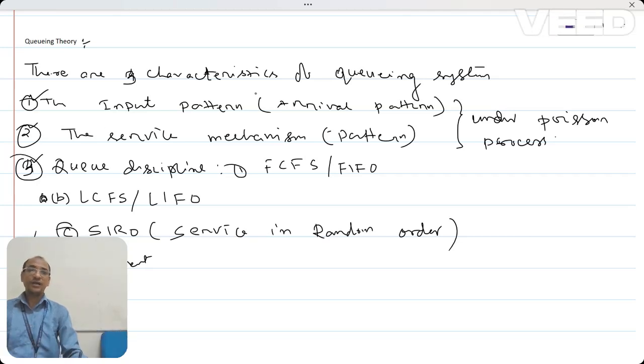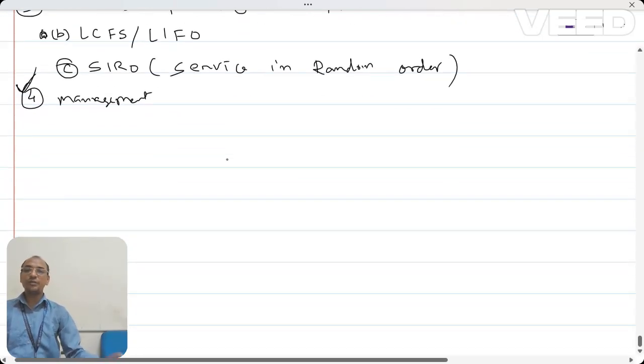Out of these three, the first two, the arrival pattern and the service pattern, we will consider under the Poisson process, and the queue discipline may be any one of them: first come first serve, last come first serve, or service in random order. So symbolically, how can we represent a queuing system?